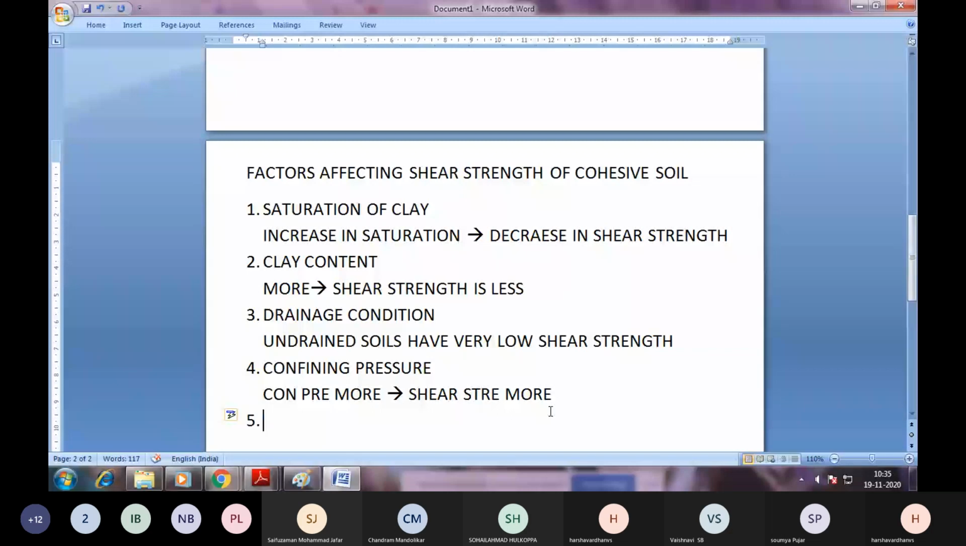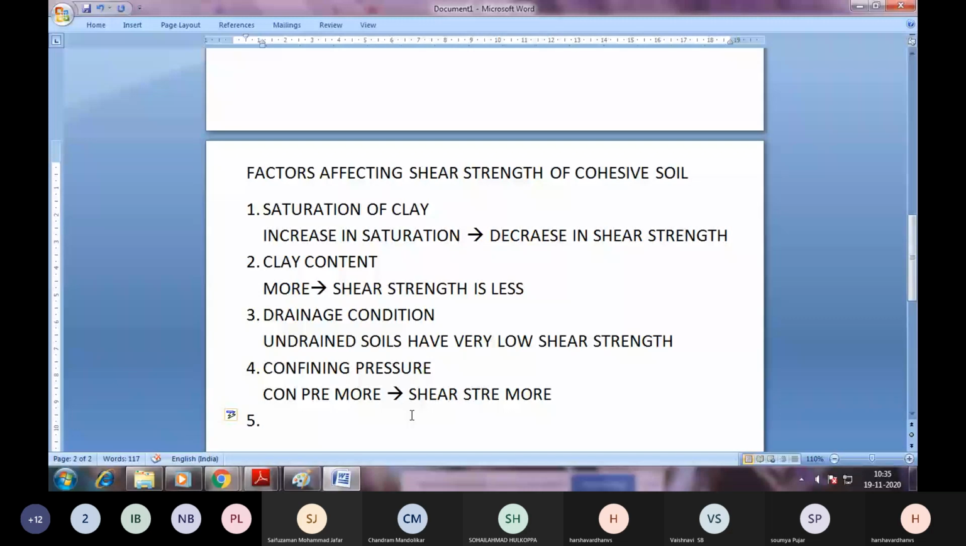Because in the undrained soil, this pore pressure cannot be dissipated, and hence it leads to very low shear strength. The pressure cannot be released. It is applied on the water present in the voids. That is, pore water pressure also increases. It cannot be dissipated, and hence the undrained soils have very low shear strength.